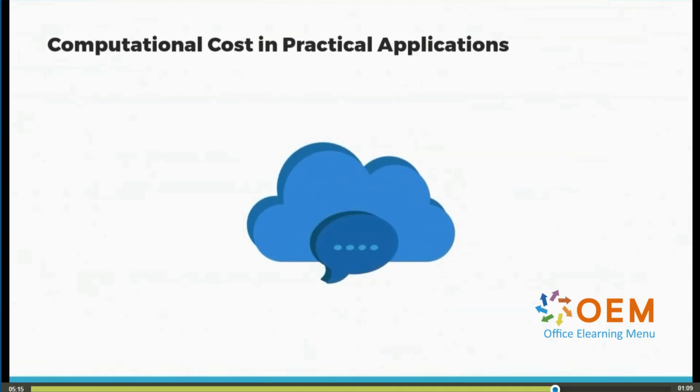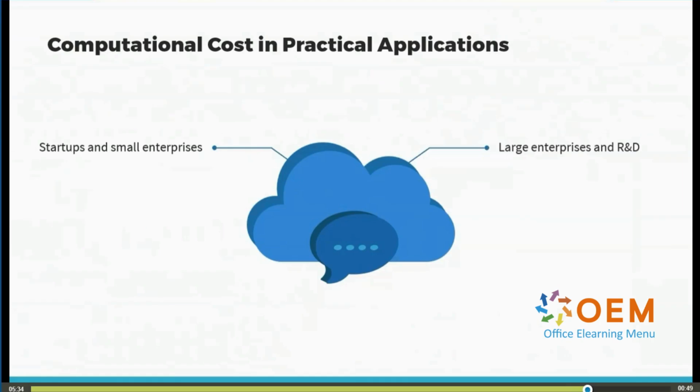Now let's look at how computational costs play out in practical applications. Startups and small enterprises. So for these organizations, cost-effective solutions like smaller models or pre-trained frameworks are essential for them to stay competitive without incurring high expenses. Large enterprises and research and development, these are bigger companies, and they often have the resources to train and deploy large models. And that allows them to tackle more complex tasks like advanced analytics or predictive modeling.